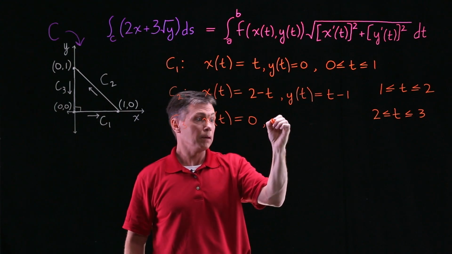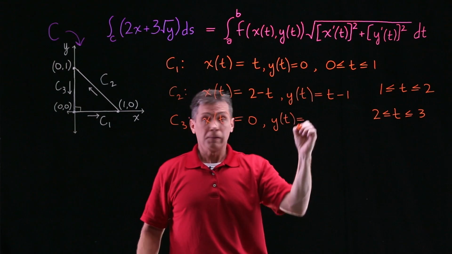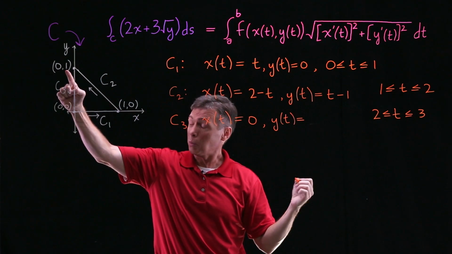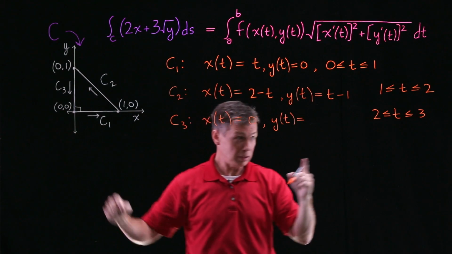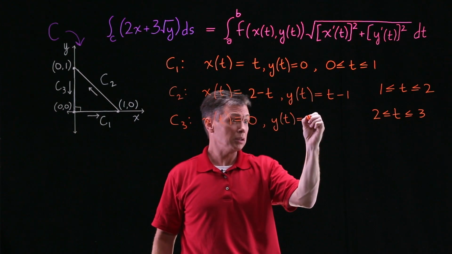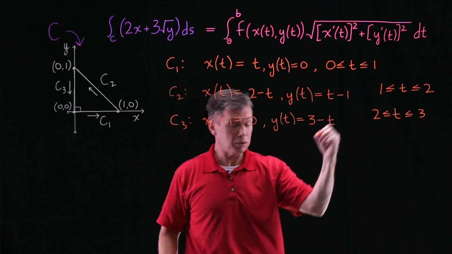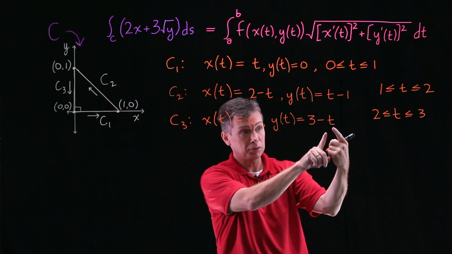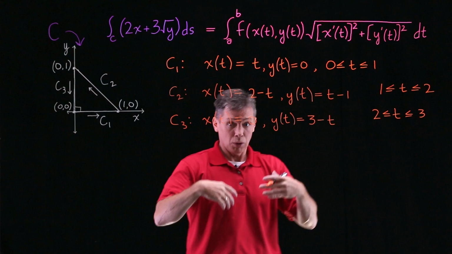That's good. And then my y of t has to start at 1. My y values have to start at 1 and then go down to 0 when t goes from 2 to 3. So I think 3 minus t works, but I check. I put in a 2, I get the 1 that I wanted. I put in a 3, and I get the 0 that I wanted.